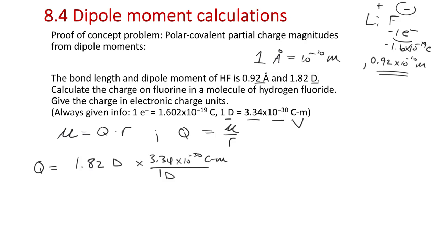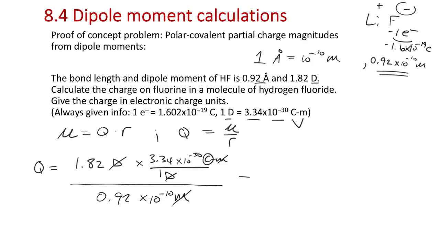It's coulombs times meters. Then we divide that by the bond length r in meters. We see why we want it to be in meters, so that it cancels into the coulomb meter units. The debye units cancel, and this gives me the unit of charge in coulombs.